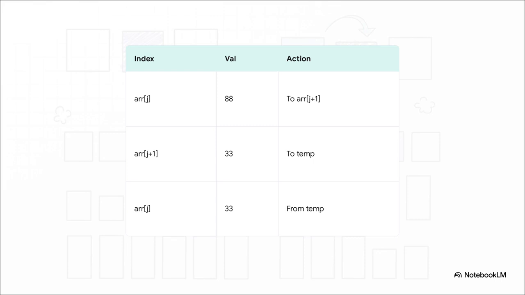When that inner loop finally reaches our giant 88 on the left and the smaller 33 on the right, the exact same three-step logic kicks in. The 88 gets moved into the right spot, successfully pushing it further along. Meanwhile, the 33 is rescued via our trusty temp variable and securely placed into the spot on the left. The 88 is officially bubbling up.